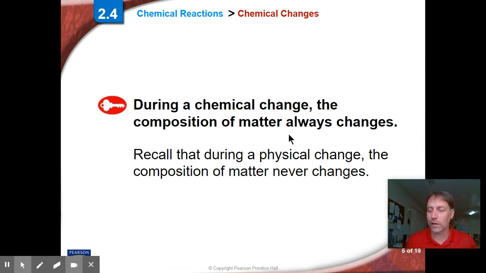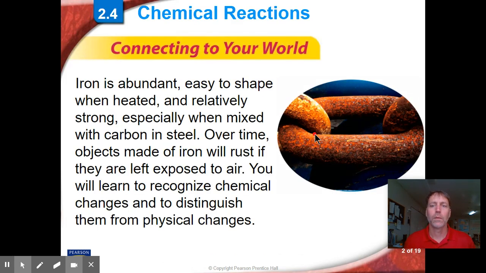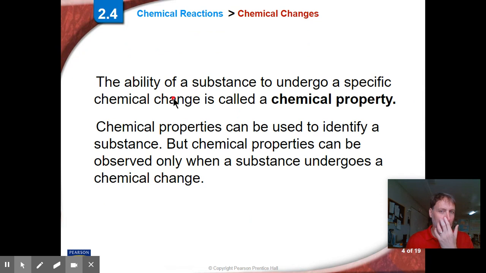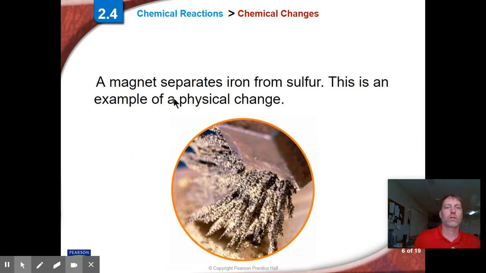But in a chemical change, like the rust, like that steel chain right there, it's made of carbon and iron. That iron has reacted with the oxygen in the air and has changed forever. So that's one thing you need to know. Chemical property, chemical change, the matter changes. In a physical change, the matter doesn't change.